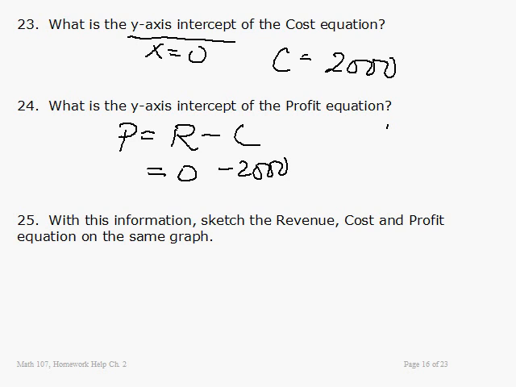So this looks similar to what we had before. Here's your money axis. Here's your x-axis. The revenue is 0. Here's your 2000 for where the costs start, but your profit starts at minus 2000. With this information, sketch revenue, cost, and profit on the same graph, and I do distribute that graph with the homework, but I want you to go ahead and mark it up and identify the curves and get an understanding.